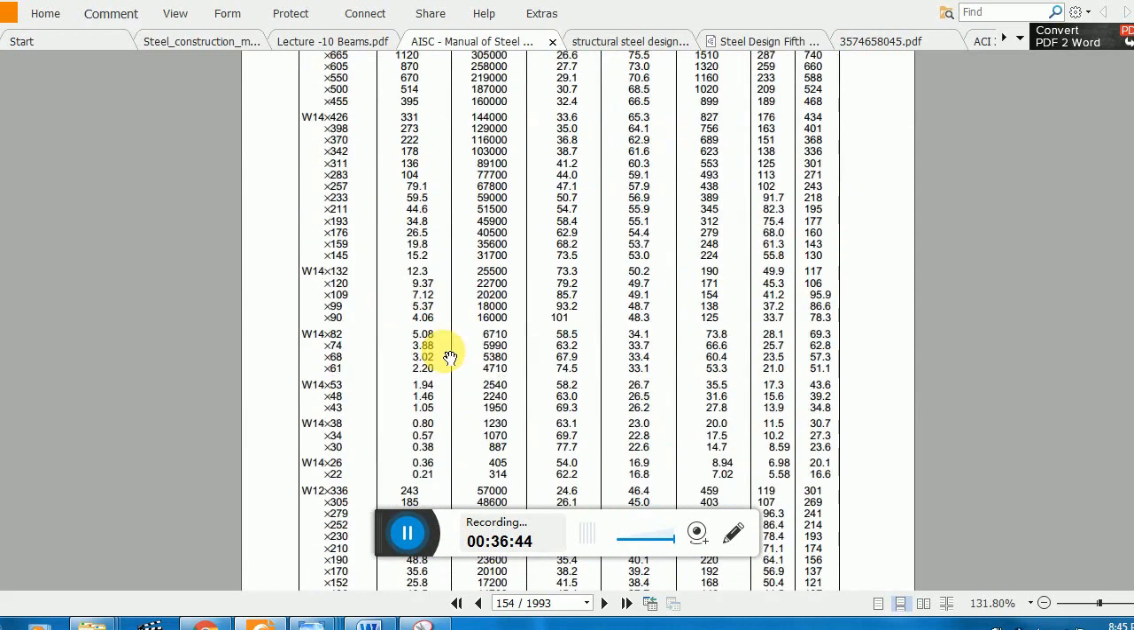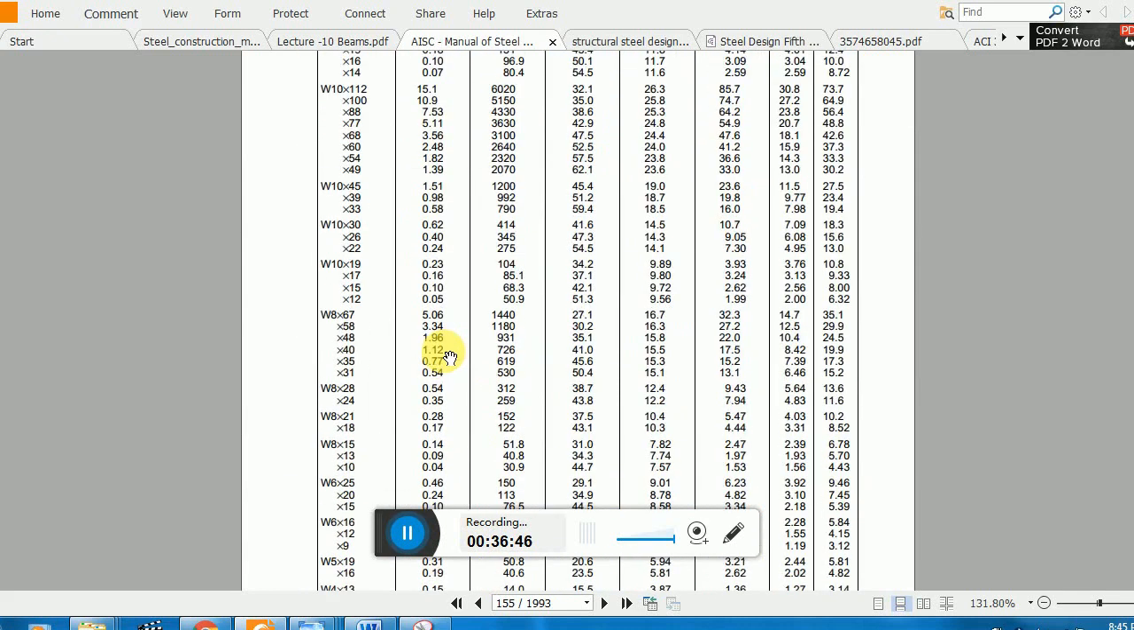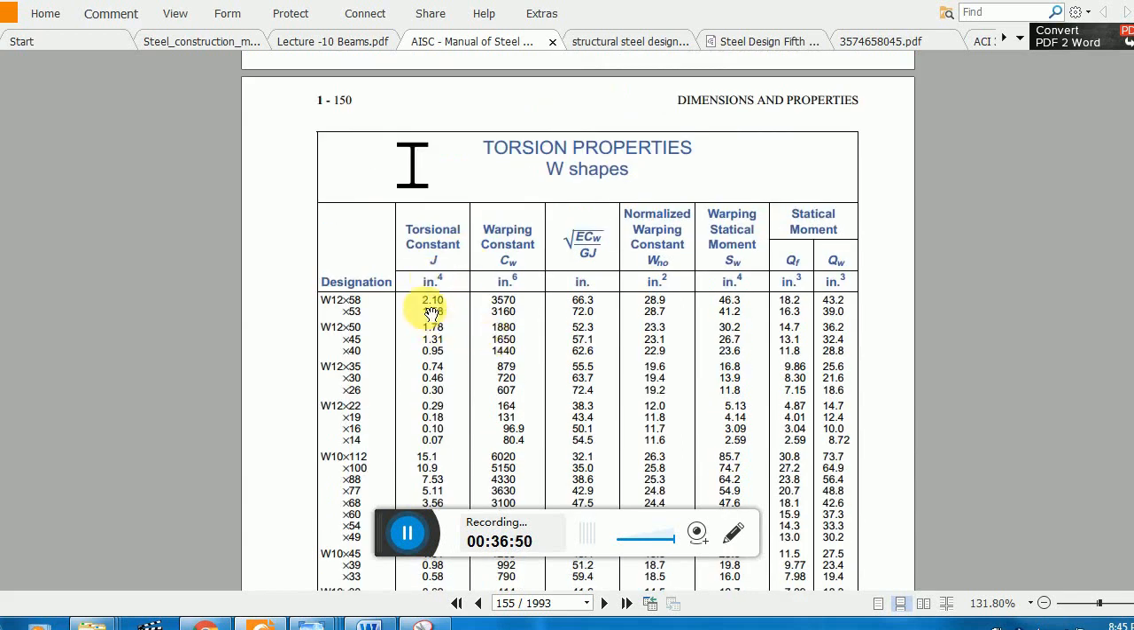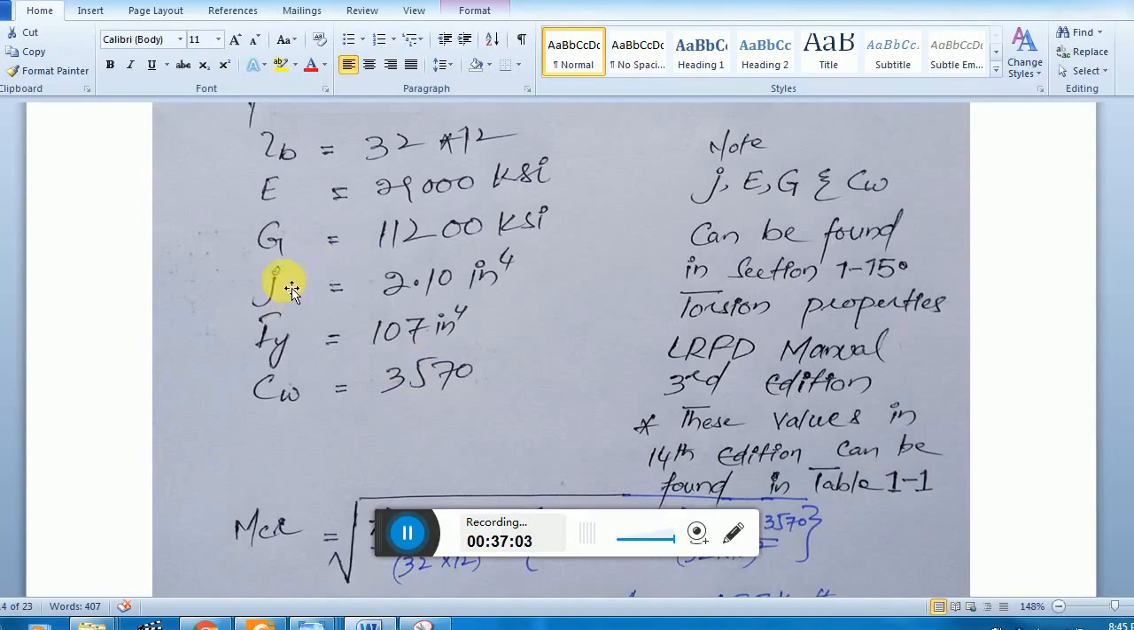1258. Where is this? This one. Now you see the J value 2.10. You see the CW value 3570 inch to the power six. This is the warping constant. And what other values do we need? The J value is taken, G is a constant, the I value is taken from the sample table. Okay, CW is 3570. Clear?